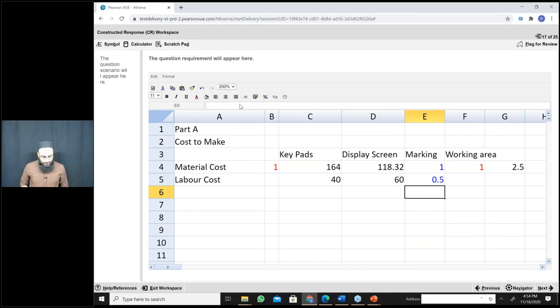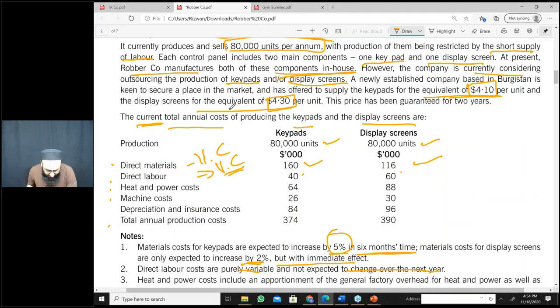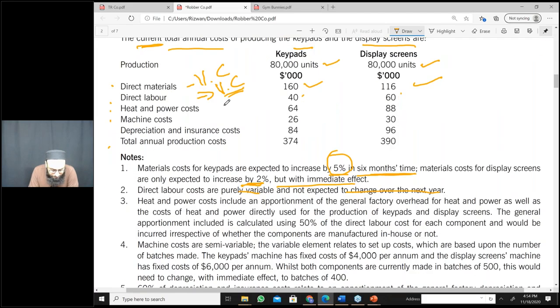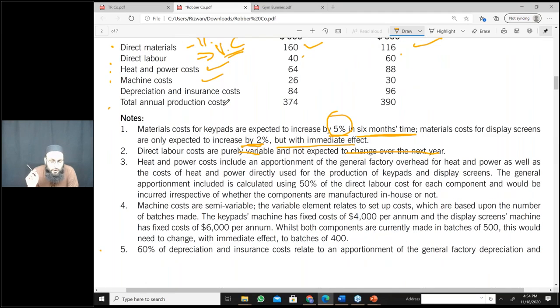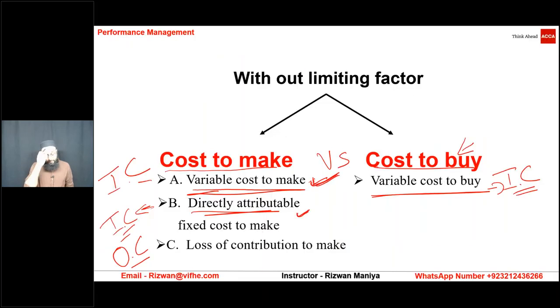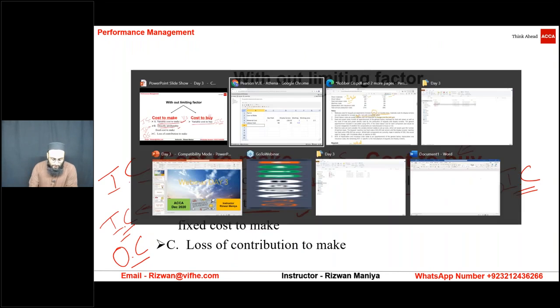Okay, so labor cost done. Now the other variable cost. So let's find other variable cost, if any we have. Heat and power, machine cost. So let's read. Heat and power is not a variable cost. Okay, so heat and power is a fixed cost. As per my slides, I have to first find out variable cost. So I'm skipping heat and power because that's a fixed cost. Machine cost are semi-variable. Great.